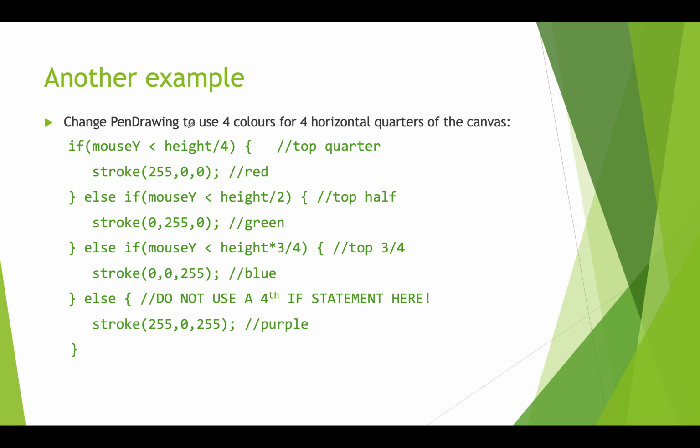If we wanted to use our pen drawing example, we wanted to use 4 different colors for the 4 different quarters of the canvas. So red in the top quarter, green in that second quarter down, but still in the top half, blue in that third quarter down, and purple in the bottom quarter, then we can do it with this else if structure.